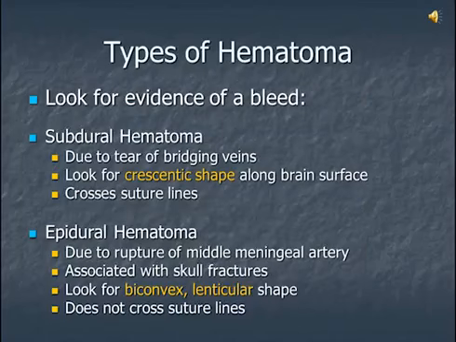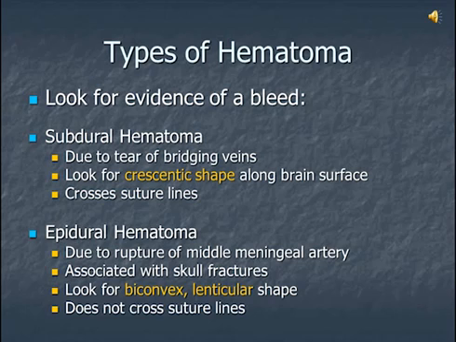Next, we look for evidence of a bleed or hematoma. There are two types of hematomas associated with the brain periphery. Subdural hematomas are often more chronic and are the result of tearing of the bridging veins. Look for a crescentic-shaped hematoma that crosses suture lines. Epidural hematomas are usually more acute and are due to rupture of the middle meningeal artery, often after trauma. Look for a biconvex, lenticular-shaped hematoma that does not cross suture lines.